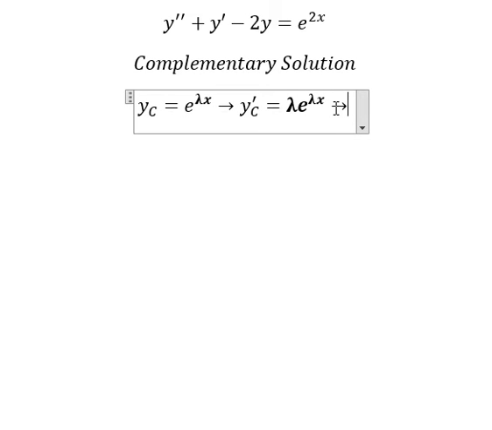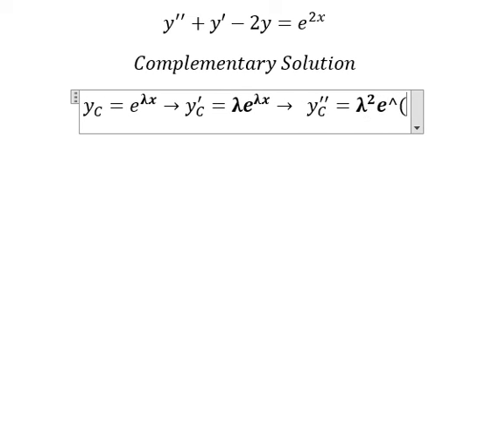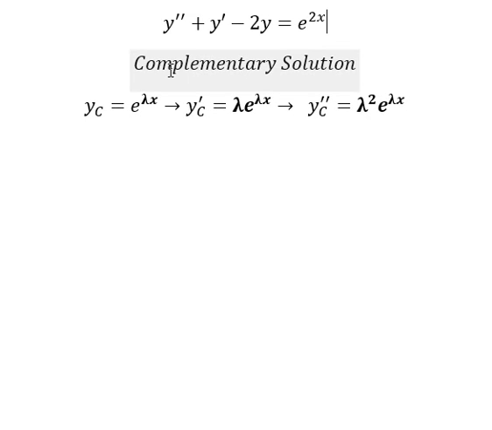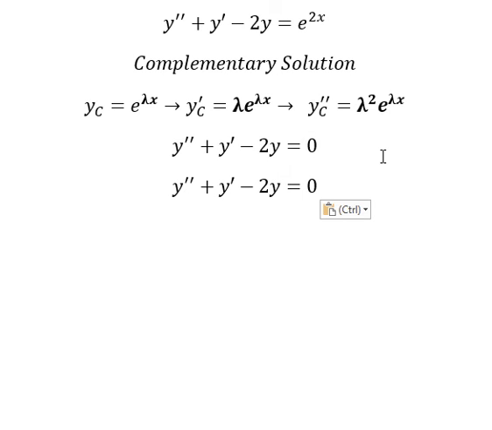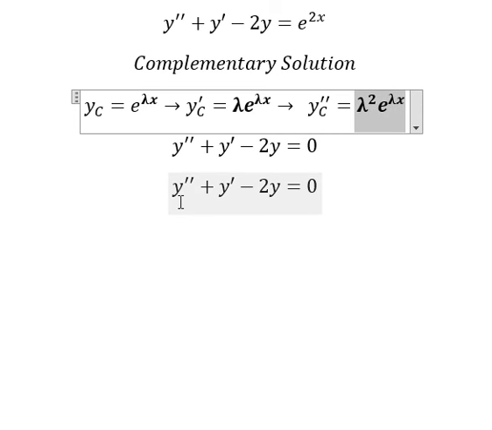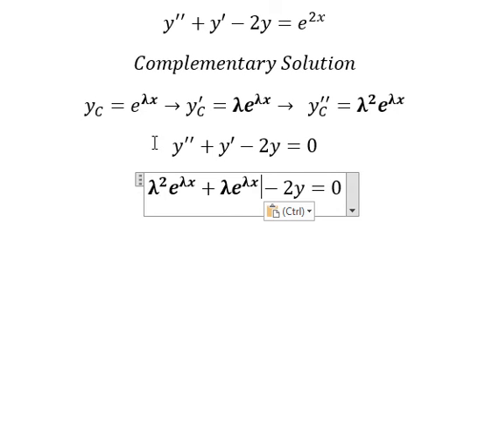Now we need to find the second derivative of yc, and we have lambda squared e to the power of lambda s. Because this one is about the complementary solution, this equation equals 0. And now we put this one here, this one here, and this one here.